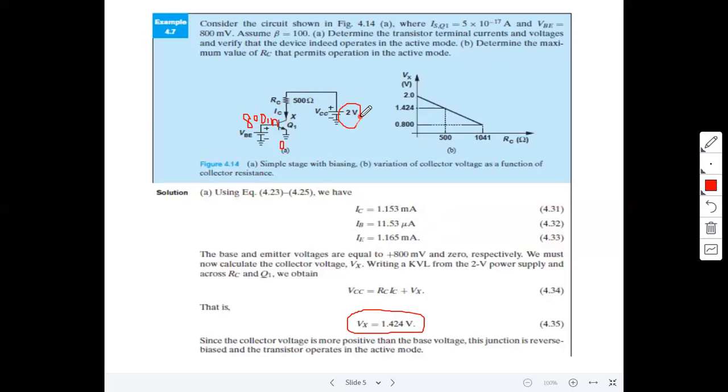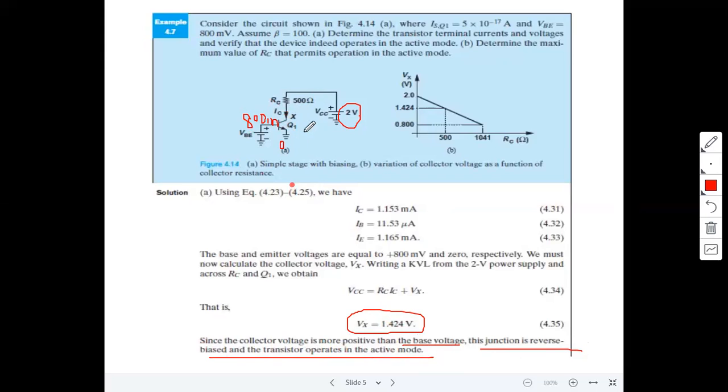Remember, not 2 volts. Why? Because there is a resistor here. The drop across this resistor is removed, and the remaining voltage is 1.424. 1.424 is greater than 800 millivolts, so the collector base junction is in reverse bias. Observe the sentence here: since the collector voltage is more positive than the base voltage, this junction is in reverse bias and the transistor operates in the active mode only.